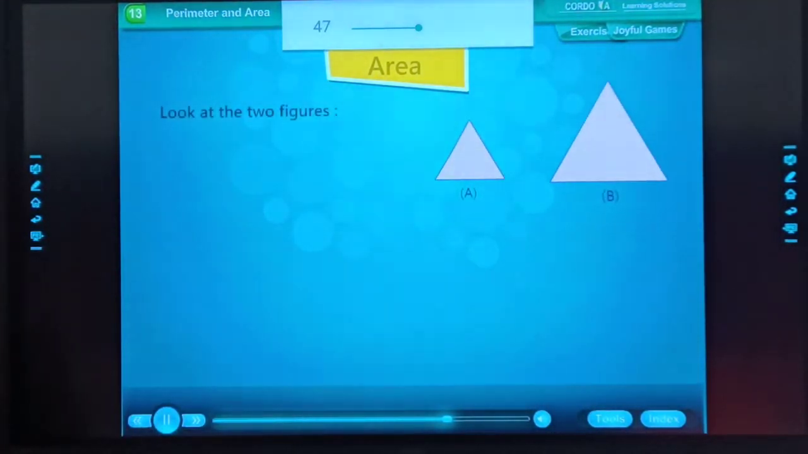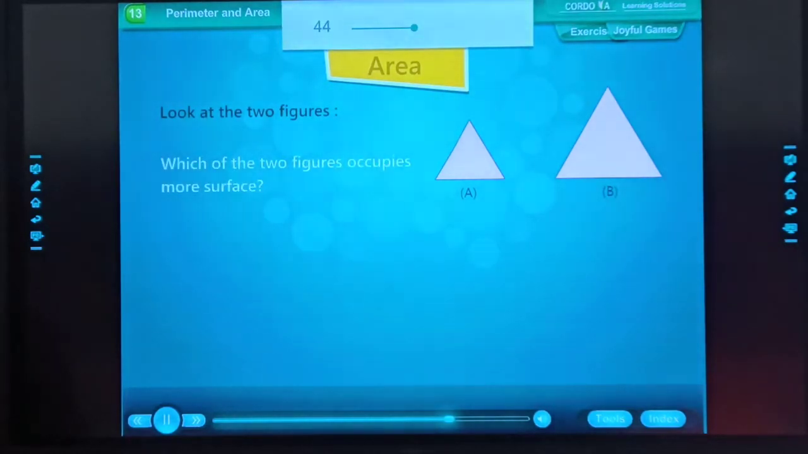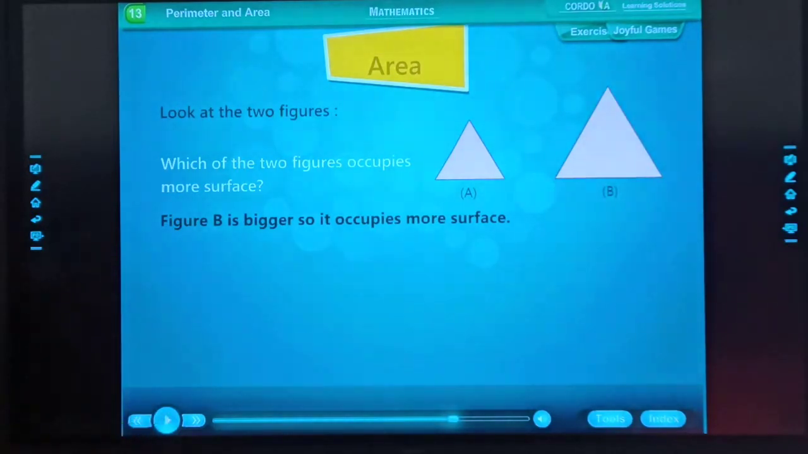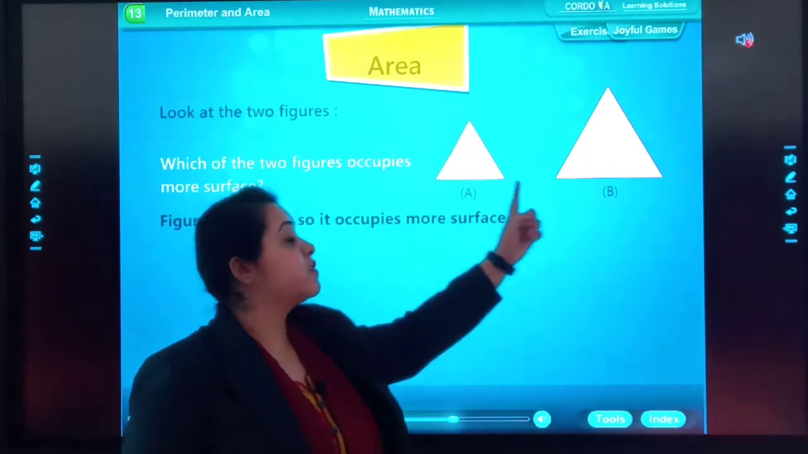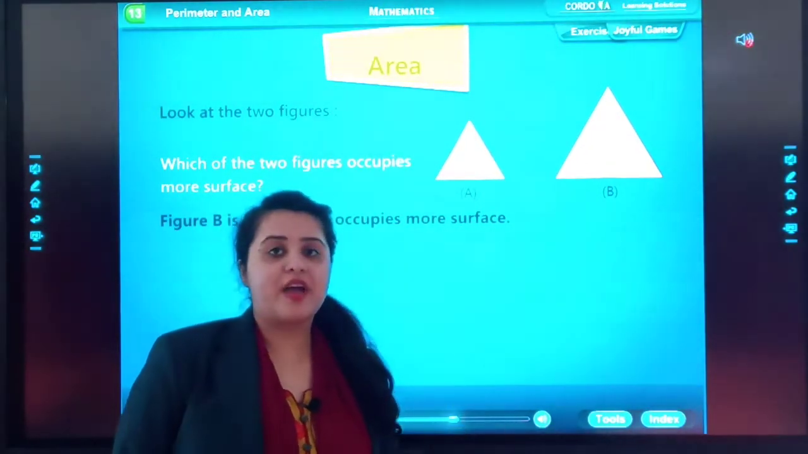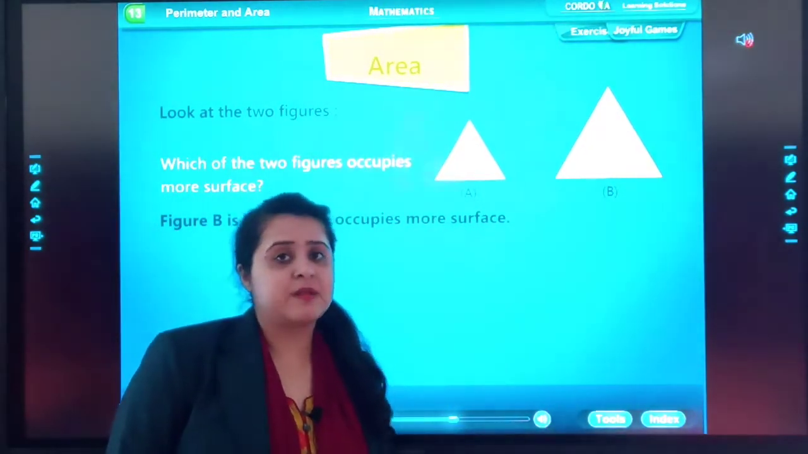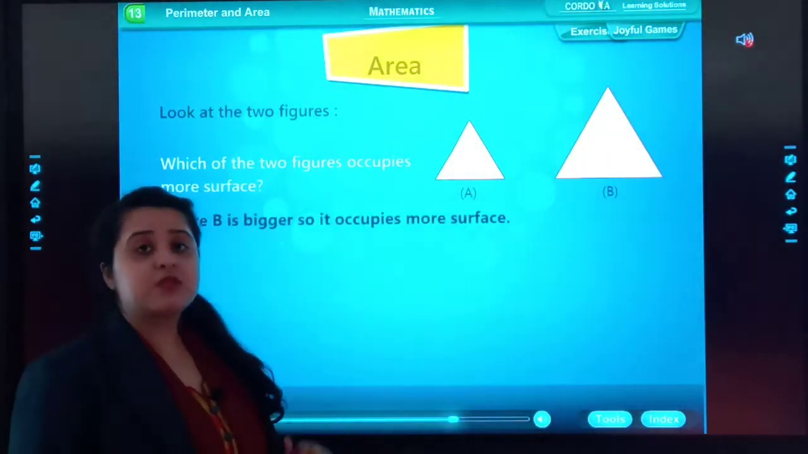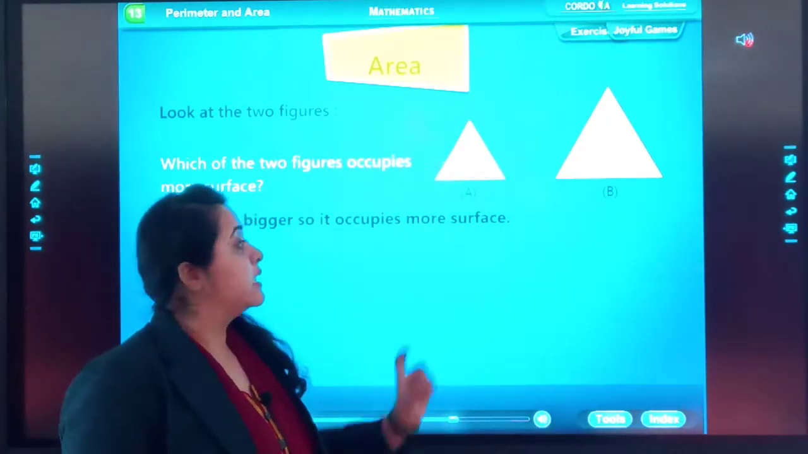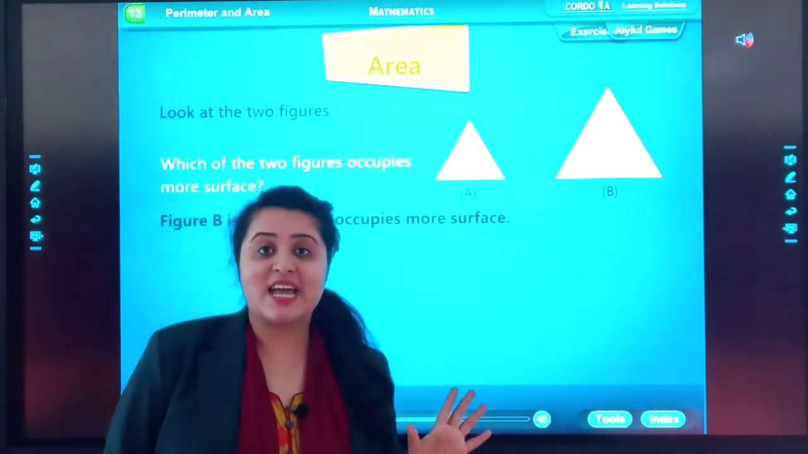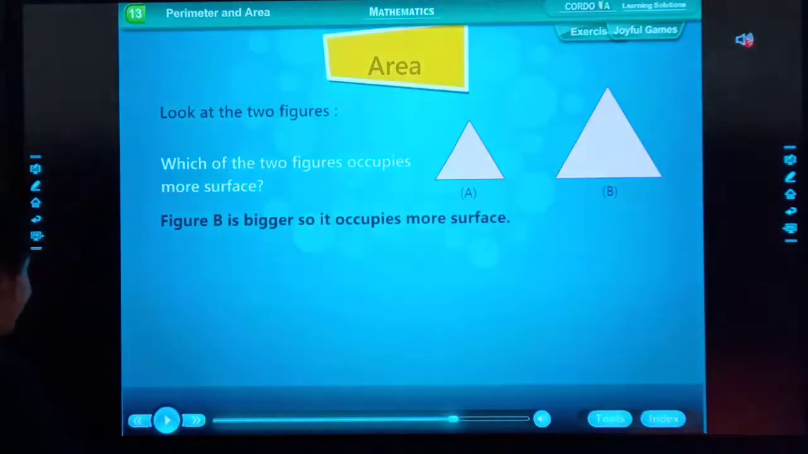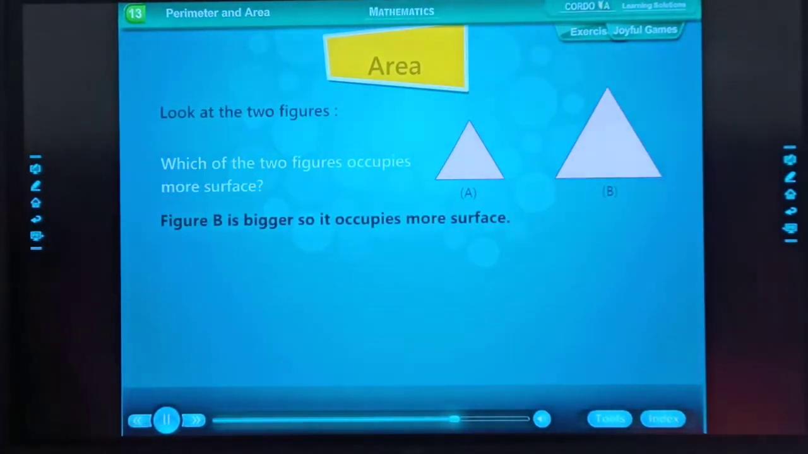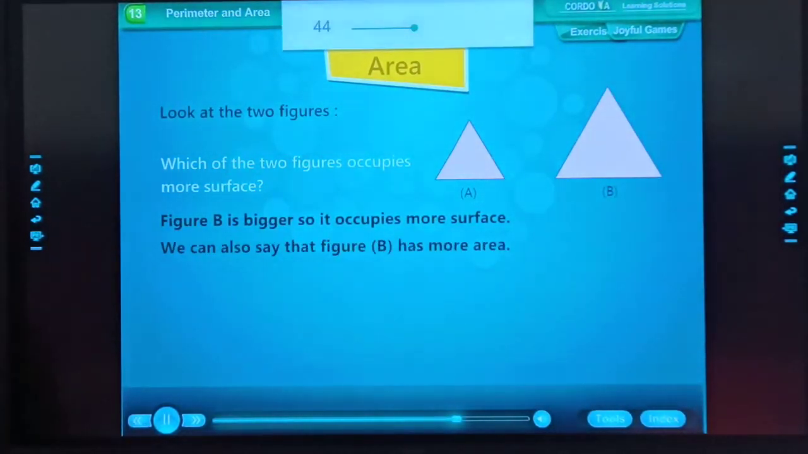Look at the two figures. Which of the two figures occupies more surface? Figure B is bigger, so it occupies more. So students, you have to observe out of these two triangles, which triangle occupies more space. Naturally when we observe, we can come to know that the triangle B is bigger in size, so it will occupy more space. More surface. We can also say that figure B has more area.